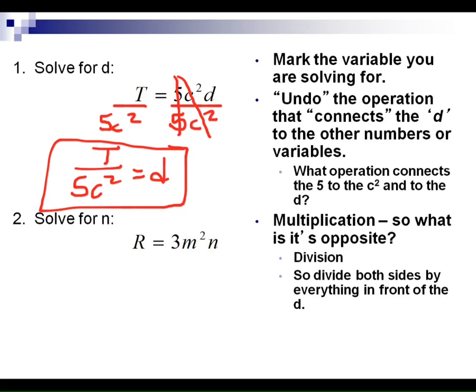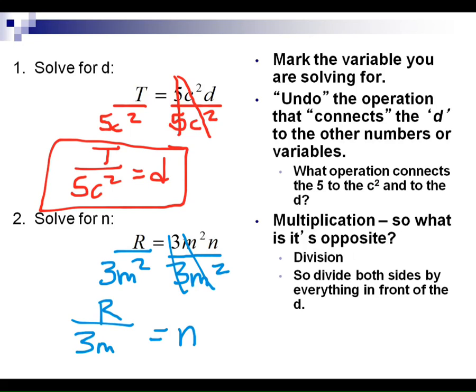So let's look at this second one down here. I want to solve for n. That means I want to get this variable by itself. There's nothing to simplify. There's no parentheses, no fractions, nothing like that. So I just need to get this n by itself. Again, everything's multiplication here. So to undo that, I just use its opposite, which is division. So what am I going to divide by here to leave n there? 3m squared, right? 3m squared, because those are going to divide out to leave me with just n. So then I divide by 3m squared on this side. So I get n is equal to r divided by 3m squared.